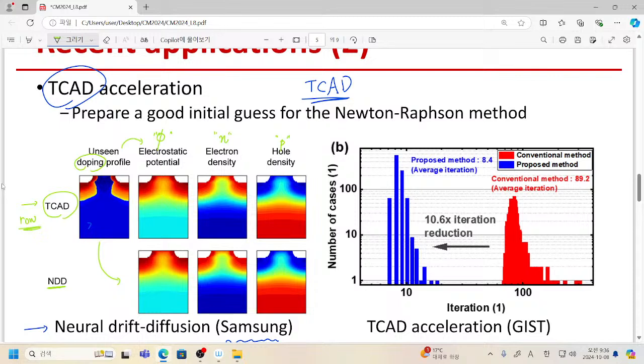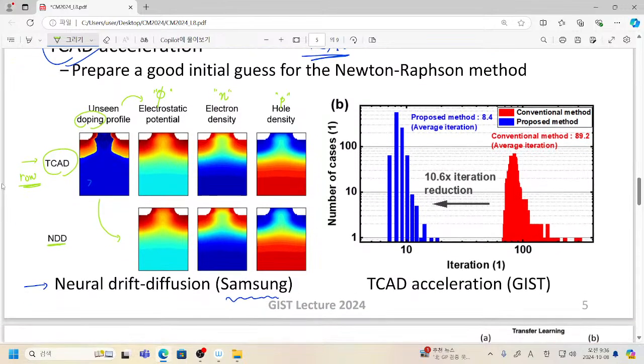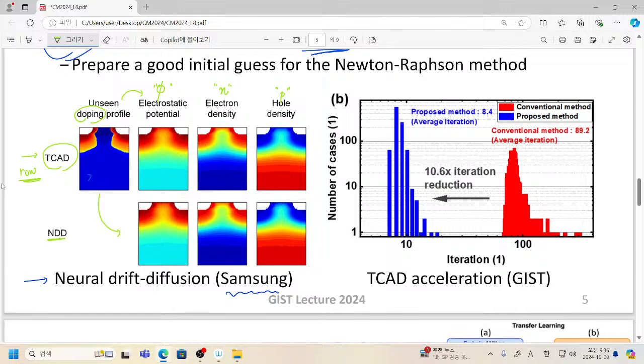So if we have good enough internal quantities, then by using these internal quantities as initial guesses for your simulation, you can get certain TCAD acceleration. Although Samsung usually doesn't show those kinds of acceleration results in their publications, we can do a similar thing by ourselves. So in our research group, we can also try similar things.